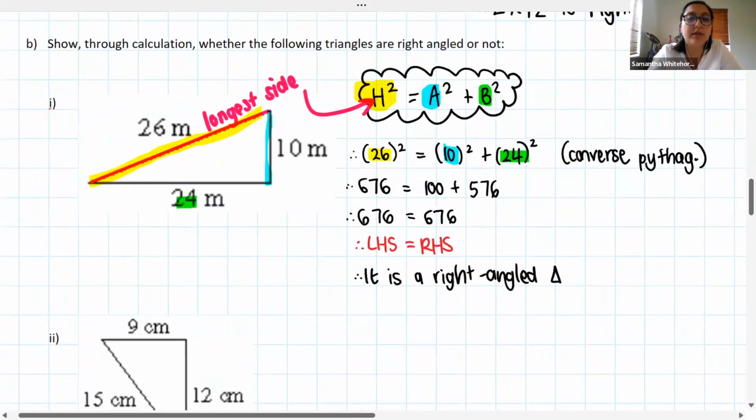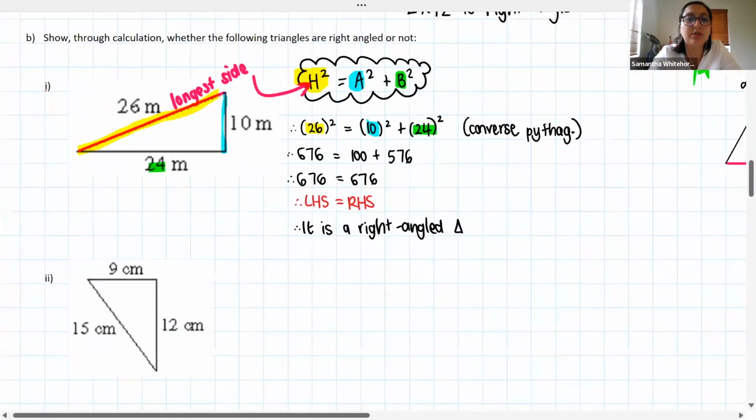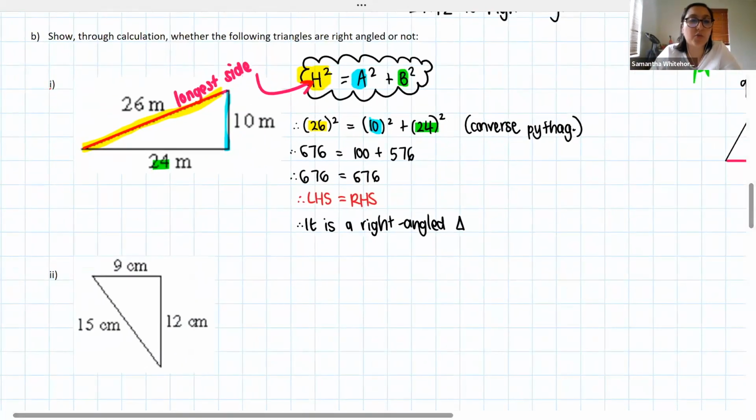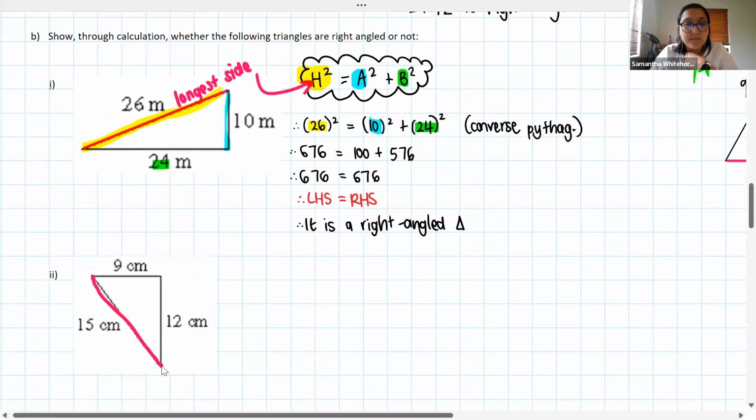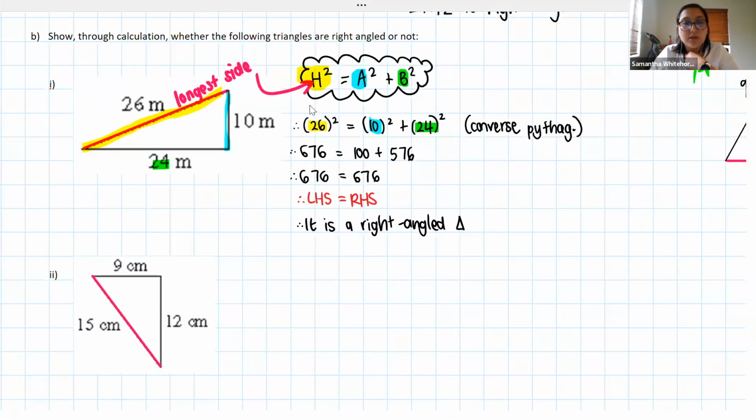Okay, guys, so let's try the second one. I'm going to leave the working out from question 1 that we did, so that you can see what's happening. You're going to try question 2. Remember, first things first, identify your longest side. Our longest side here is the 15 centimeters. We need to know that, so we substitute it in place of h squared. Right, so let's give this one a try.